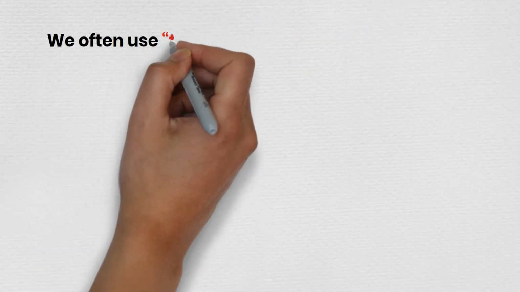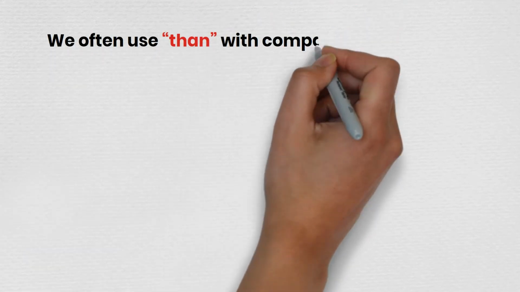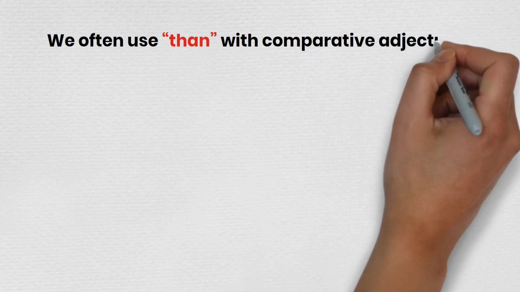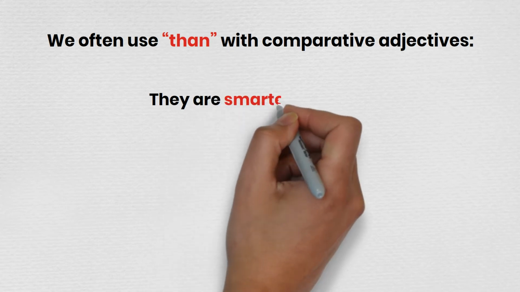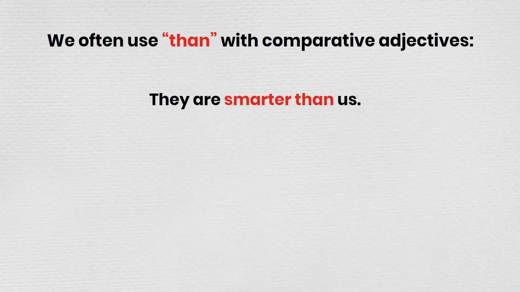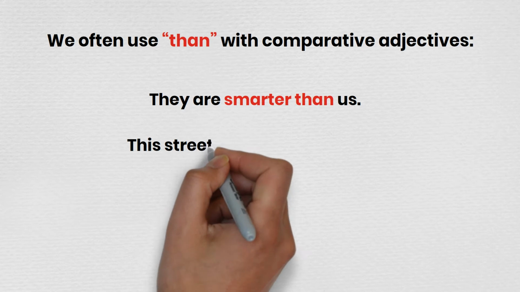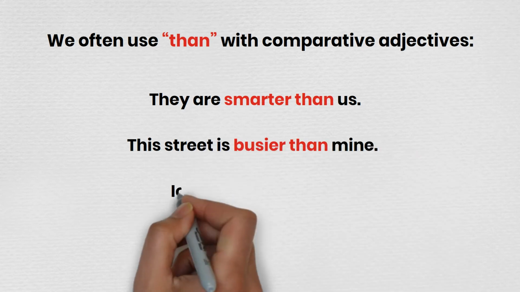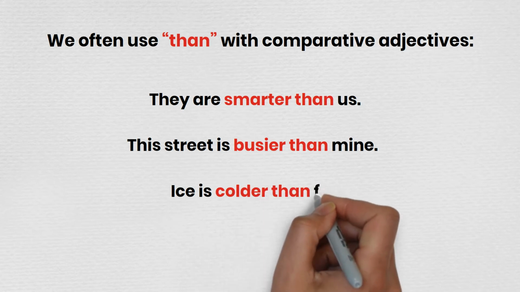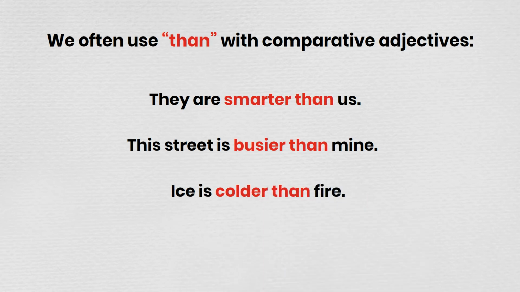We often use than with comparative adjectives. They are smarter than us. This street is busier than mine. Ice is colder than fire.